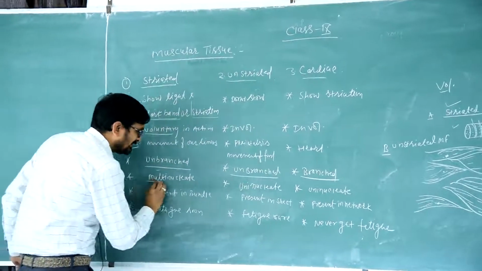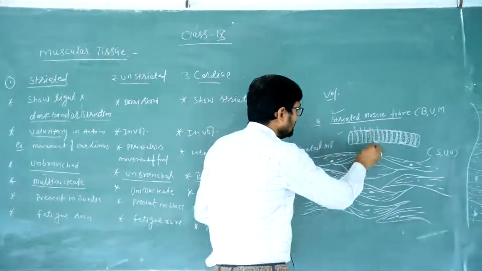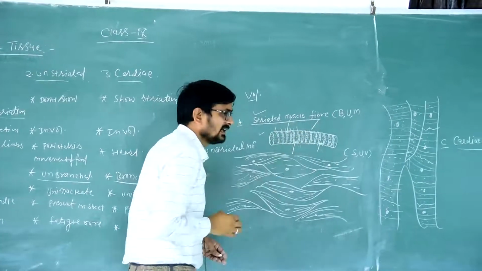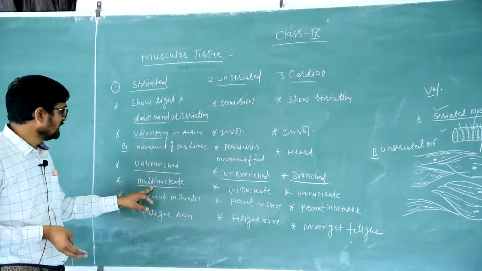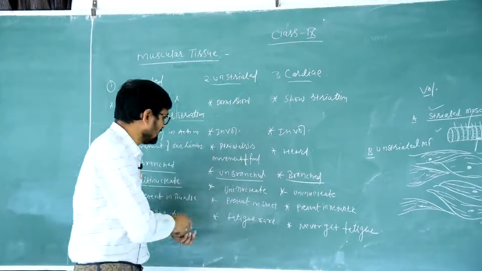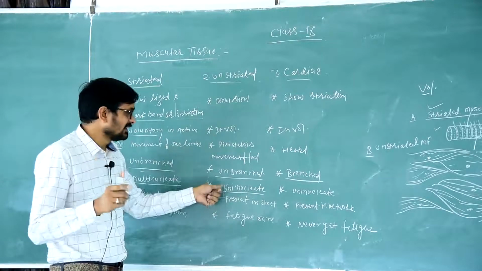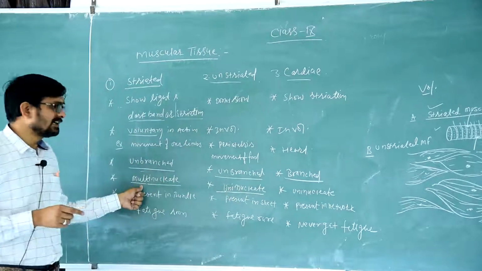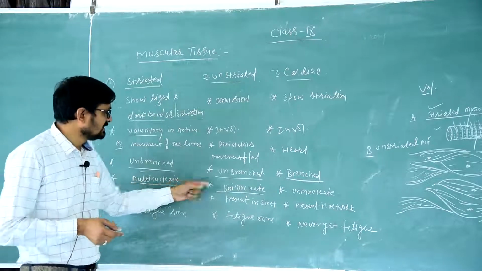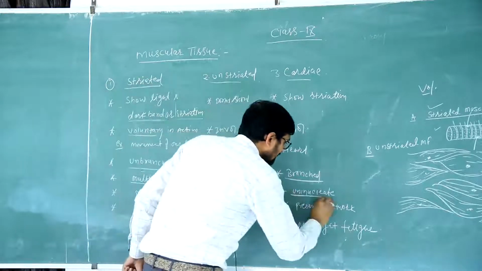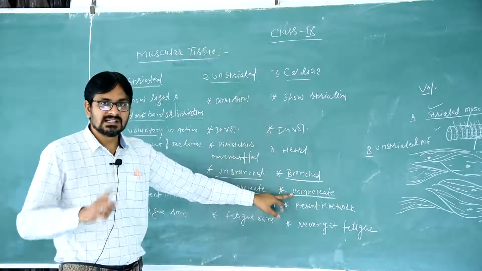Next one, multinucleated cells. The cells have multiple nuclei. You can see it like that. This is the nucleus. So it has multiple nuclei in a single cell. So striated muscle is multinucleate, but unstriated muscle is uninucleate. Uninucleate means uni means single, nucleate means nucleus. It means it contains a single nucleus. Multinucleate means multi means more than one, so it contains more than one nucleus. And cardiac cells are also uninucleate. It means they also have a single nucleus.